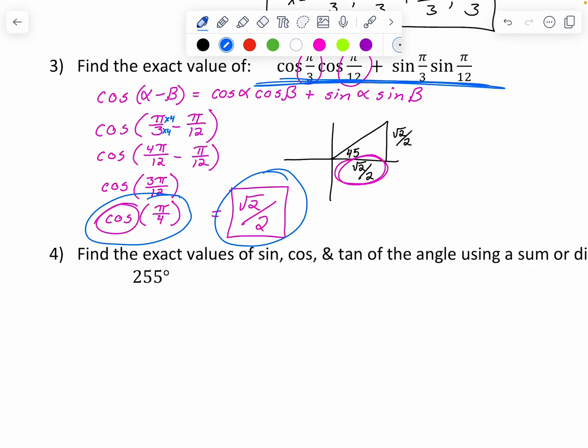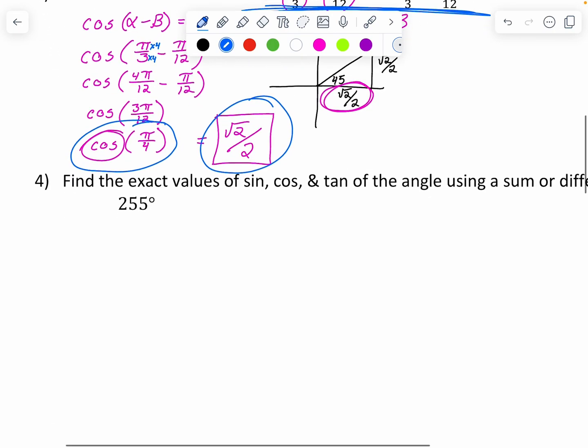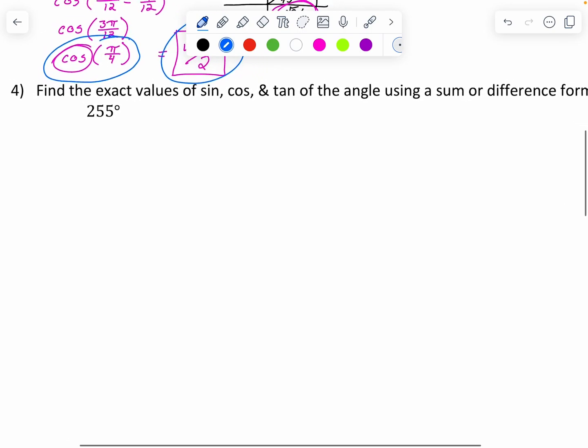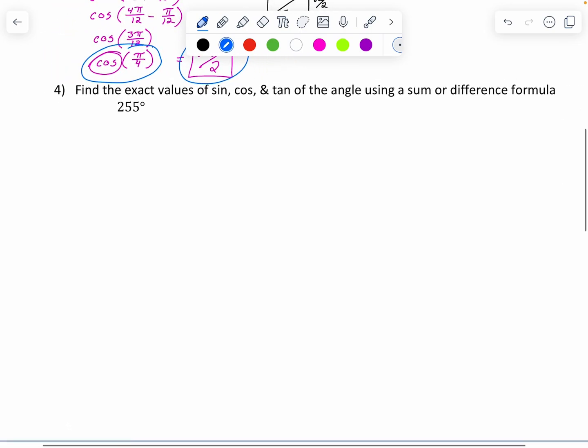All right, then our last problem on our practice problems is to find the exact values of sine, cosine, and tangent of the angle using a sum or difference formula. So again, we want to have our sum or difference formulas in front of us on our formula sheet. And then we're basically going to treat this as 3 separate problems. So we're going to start by doing sine of 255.